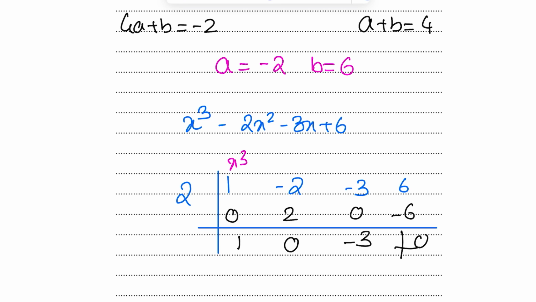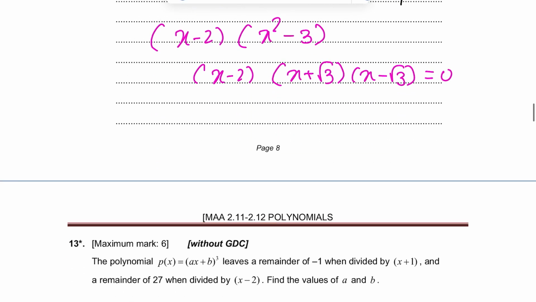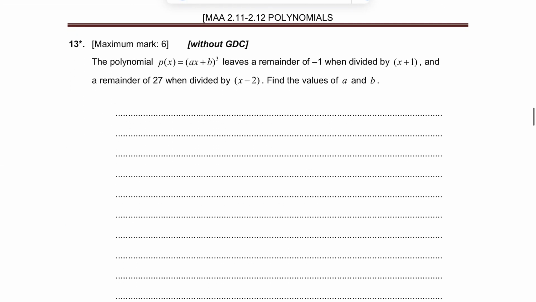This is x cubed, so I am dividing by x, so it becomes x squared, x and a constant. So it becomes x minus 2 times x squared minus 9. So x squared minus 3. So what am I going to factorize it as? x minus 2 times x plus root 3 times x minus root 3. So what are equal to 0? So what are the roots going to be? Roots are going to be x equals 2, root 3, minus root 3. These are going to be the roots.